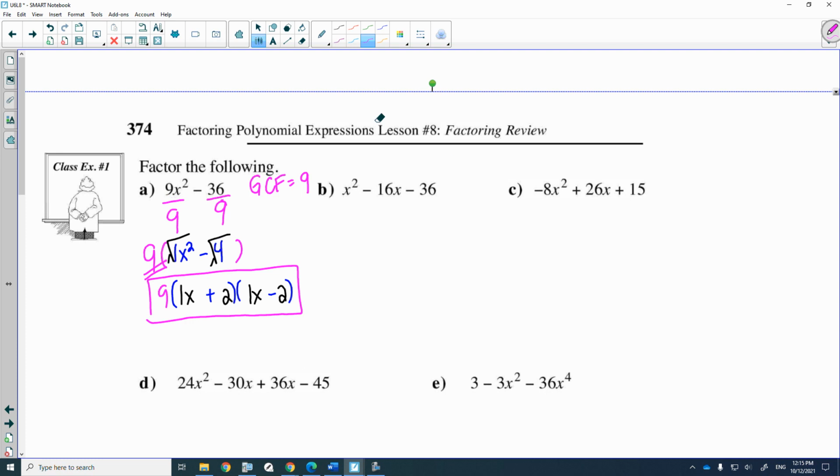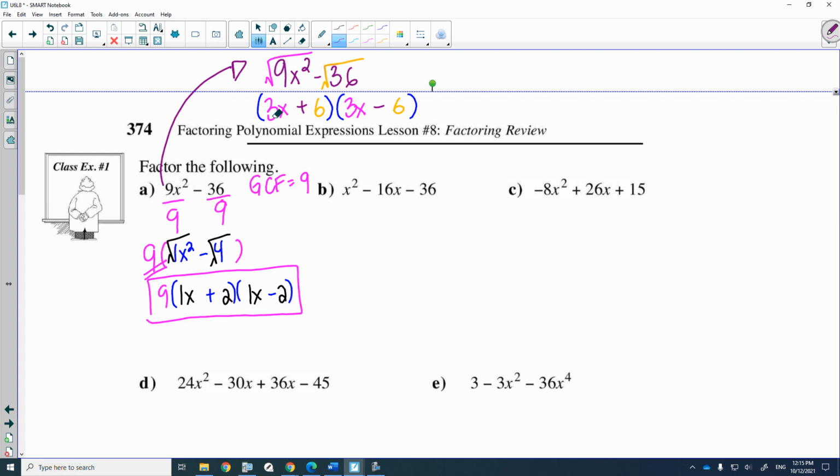What I want to show you, and I want you to do this just at the top of this page, here's what a lot of you would have done. 9x squared minus 36. A lot of you would have looked at that and said that's a difference of squares, which is correct. You would have set up your two brackets, and you would have said, what's the square root of 9x squared? 3x. What's the square root of 36? 6. Positive and negative. This is correct, but it's actually not factored completely.